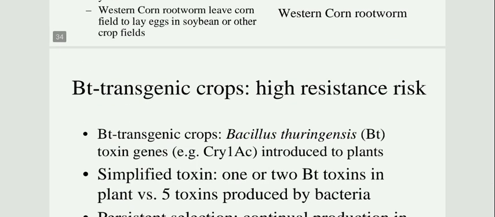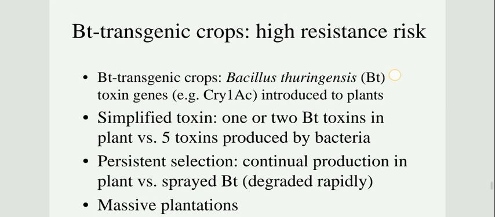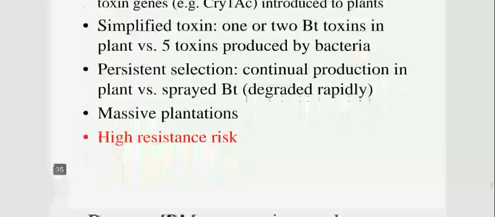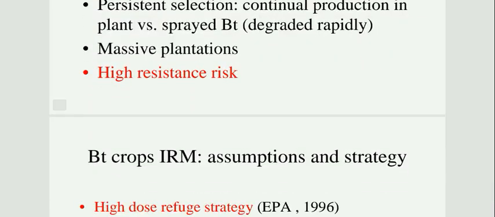Repeated transgenic crops, high resistance risk. Bacillus thuringiensis toxin gene, Cry1Ac, introduced into plant. Simplified toxin: 1 or 2 Bt toxins in plant versus 5 toxins produced by bacteria. Persistent selection: continual production in plant versus sprayed Bt degraded rapidly. Massive plantations, high selection, high resistance risk.